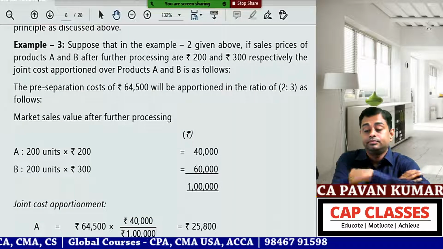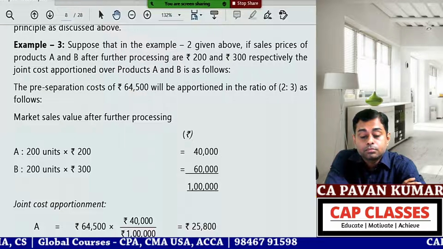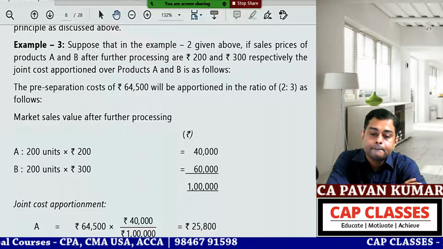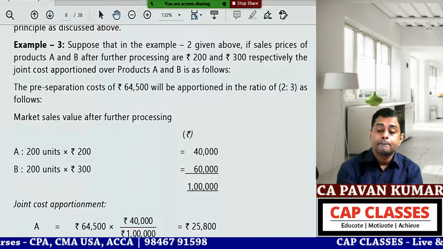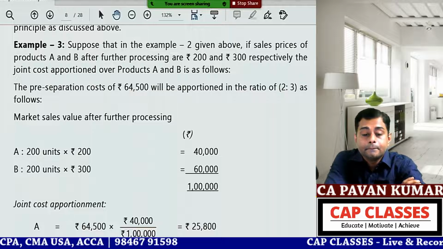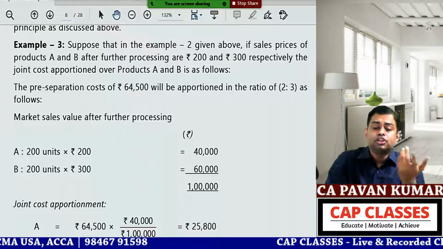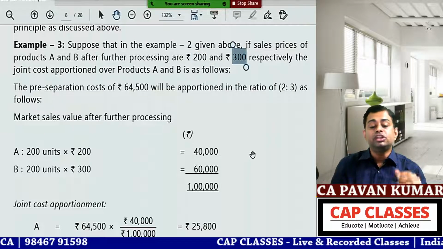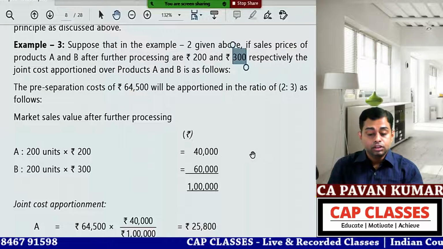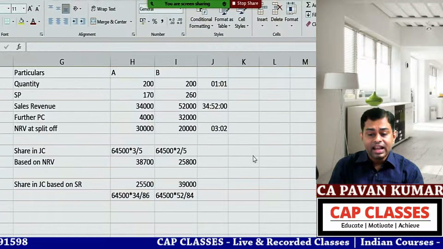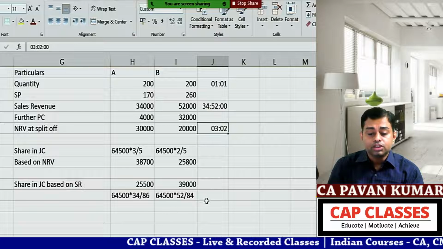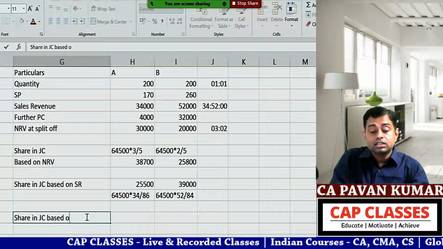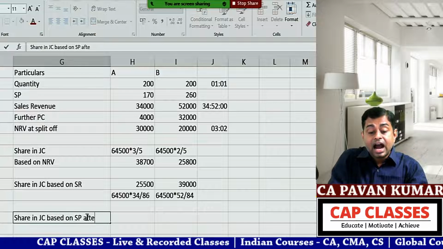Read this one, example 3. Suppose that in example 2 given above, if sales prices of product A and B after further processing are rupees 200 and 300 respectively, the joint cost apportioned over product A and B is as follows. Simple. So what is the ratio? After further processing, the ratio will be 200 to 300, that means 2 to 3. So apportion in 2 to 3. Previously it was 3 to 2. Now share joint cost based on selling price after further processing.